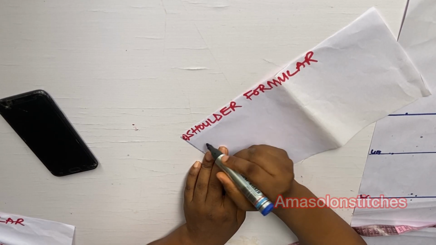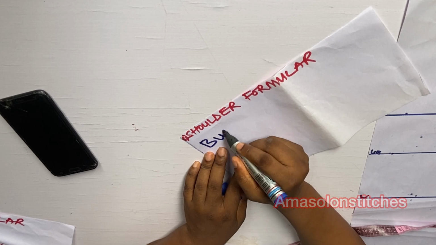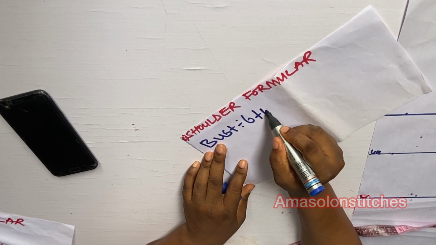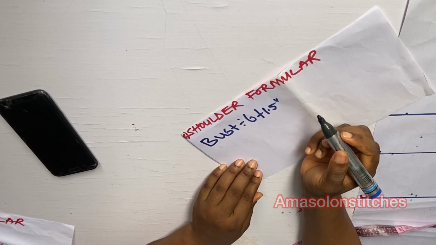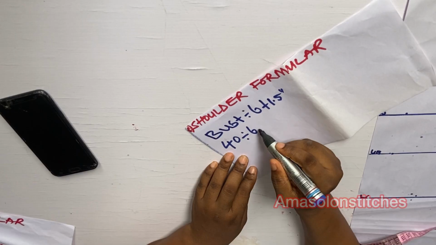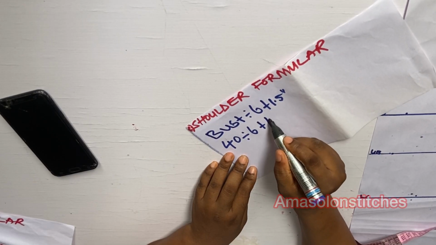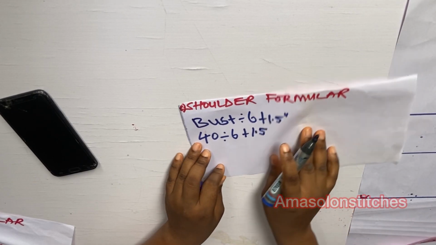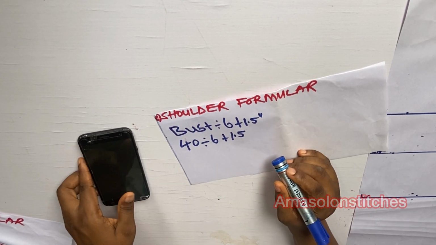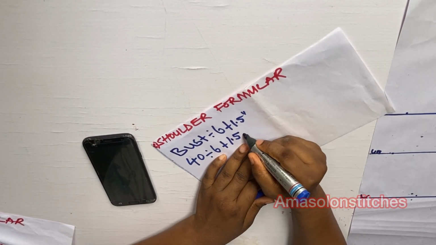In case you forgot to take your client's shoulder measurement, don't worry, I got you. All you need is just the bust measurement divide by 6 plus 1.5 inches, the same thing we use in the second method of the armhole depth. So if the bust measurement is 14, divide by 6 and just plus 1.7 inches, it will give you the person's shoulder measurement.